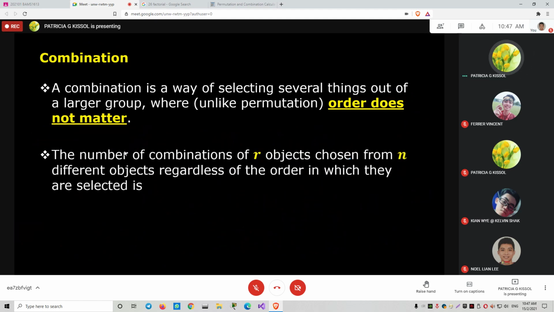So same idea, we're still using R and N. The number of combinations of R objects chosen from N different objects is given by NCR equal to N factorial divided by R factorial, and in brackets N minus R factorial. So slightly different. We have an extra thing here, which is the R factorial, as compared to the permutation formula. It's divided by the R factorial here.